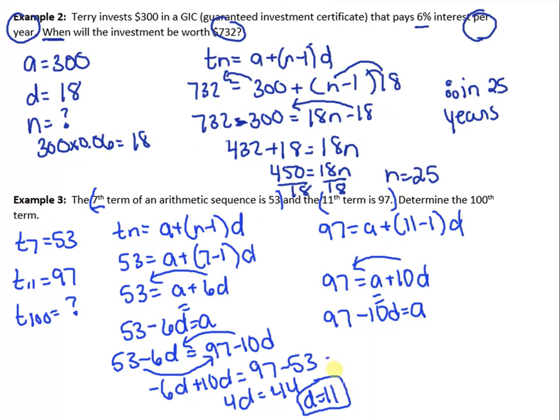Okay, take this, put it back into here. I get 97 equals, actually a better idea. Let's put it into here. Well, d is not isolated either way.